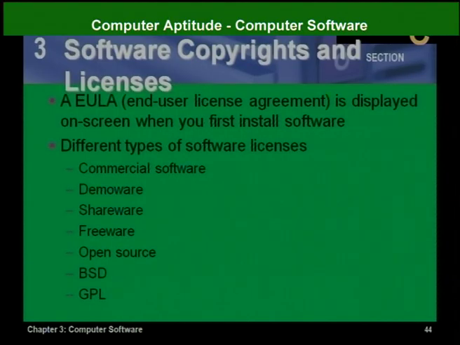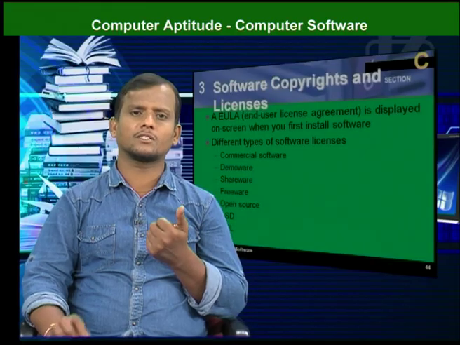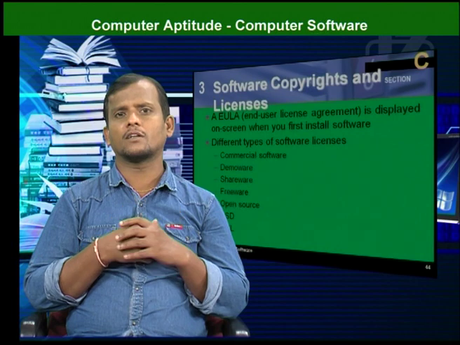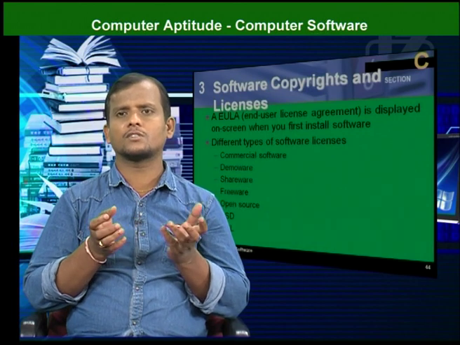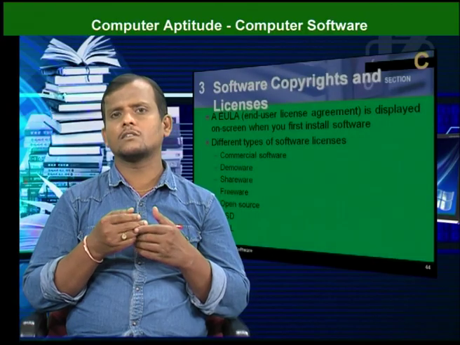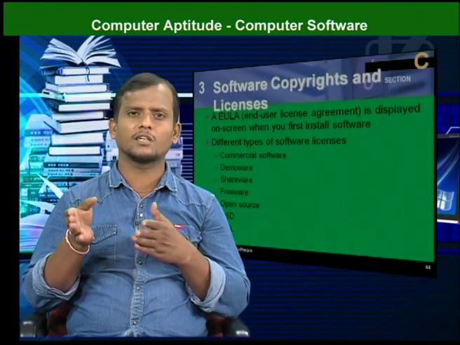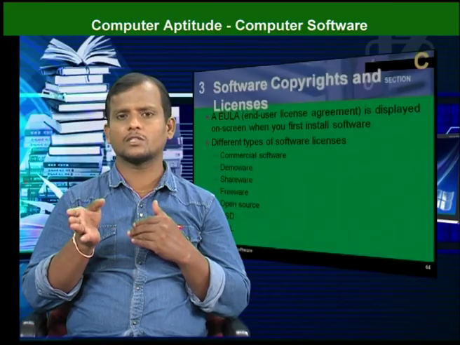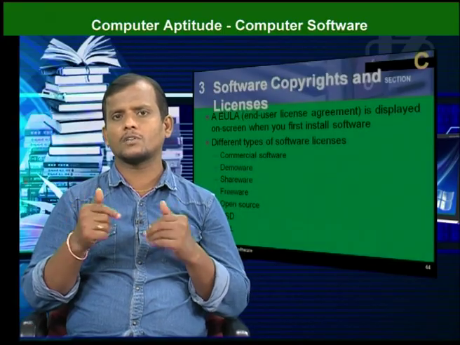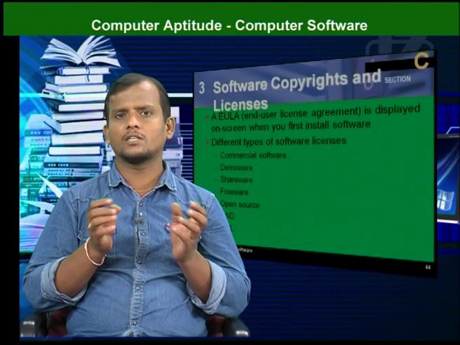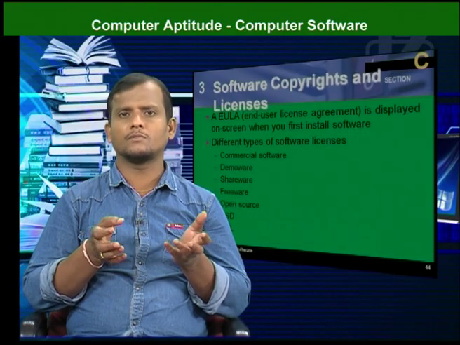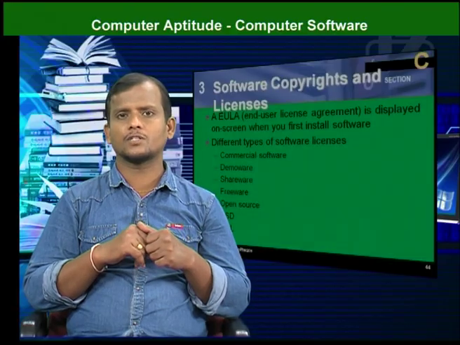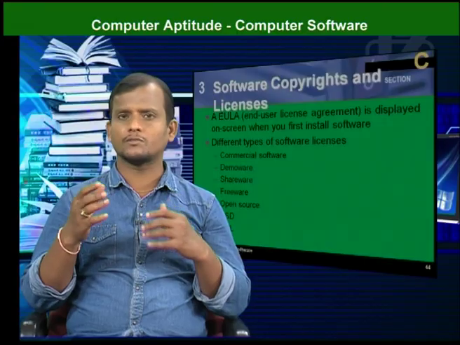Different software licenses are commercial software, demoware, shareware, freeware, open source, BSD, GPL. Again, there are commercial softwares, demoware, shareware, and open source. Commercial softwares, you need to pay for. Demoware, you can use those softwares only for a certain period of time. Shared software, one software can be shared by multiple users. Free softwares, there might be no charge. Open source will be placed somewhere which is open to all.